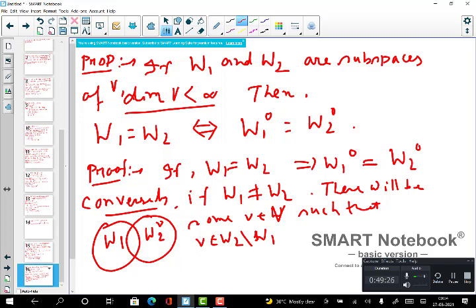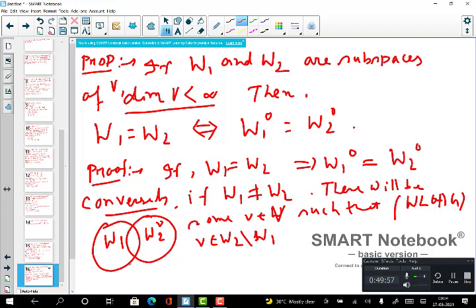You can choose W1 the other way also. You can choose v belonging to W1 but not belonging to W2. The same argument goes. So this is without loss of generality, which means that if we choose this element of W1 or W2, then the same argument goes. So they are not equal, so you will have the vector v that is inside one subspace, not inside the other subspace, right? Then what happens?